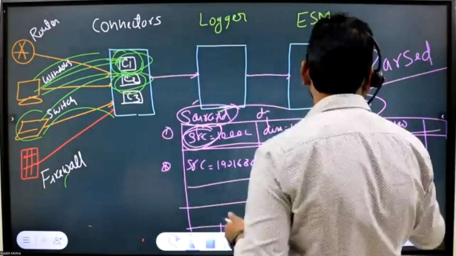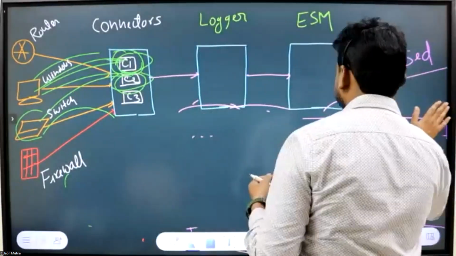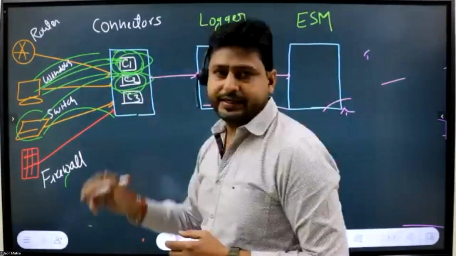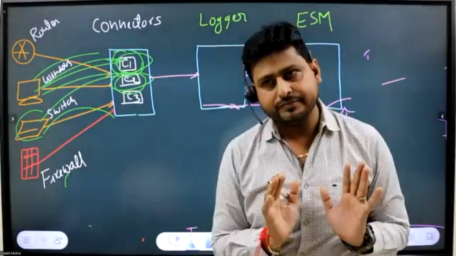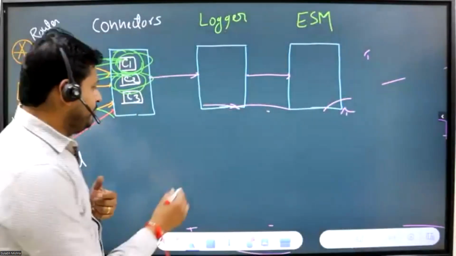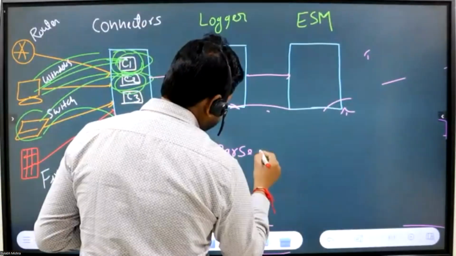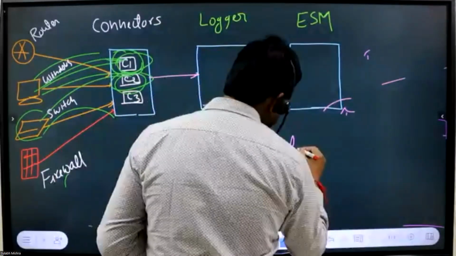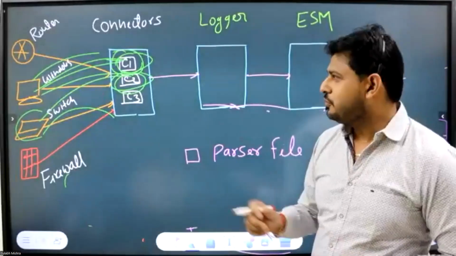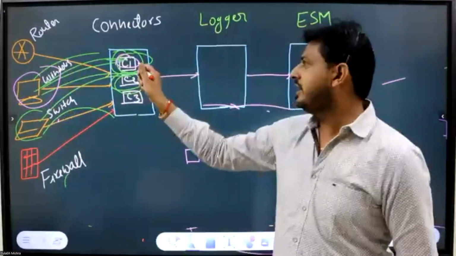In the connector, once the log comes to the connector, first of all, it will parse the event. After that, it will normalize. So in this connector, there is one file we call the parser file. In the connector developed by Arcsight, one file will be there inside it. That file we call the parser file. For example, this is a Windows device, and this connector is Windows.